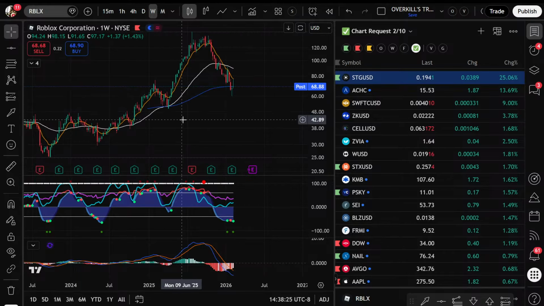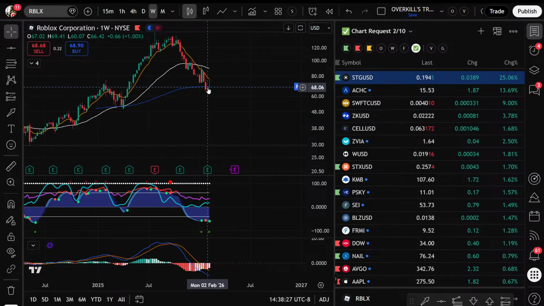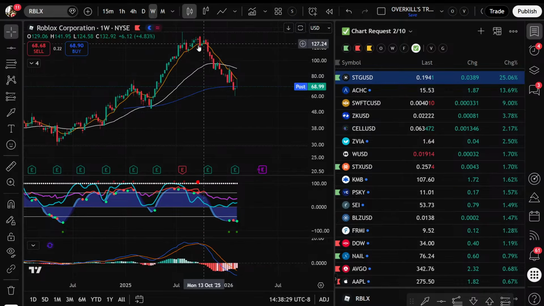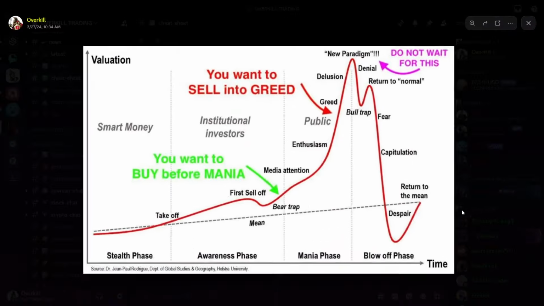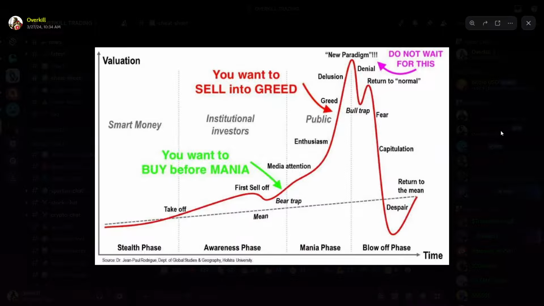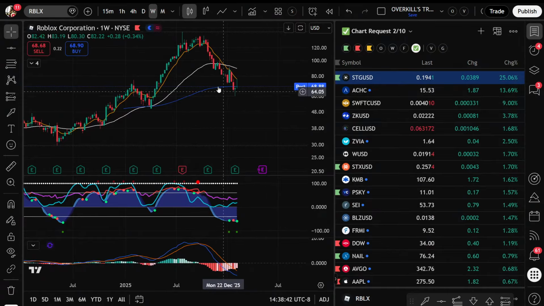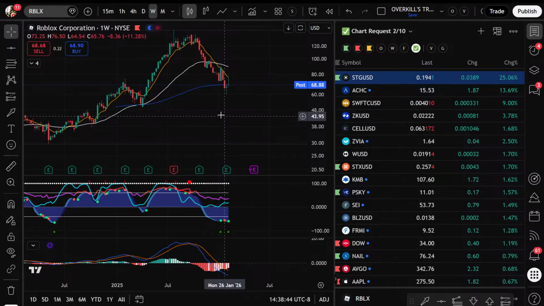If you're saying, okay, I'm okay buying right here at the average price over 4 years, because the majority of people were buying Roblox up here because they were excited about it, right? We were in the new paradigm, delusion, greed, right? Denial when we start to go down, and then it's all over, right? And now they're telling you that a bear market's coming. So it's at the average. I like it. I like it at the average.